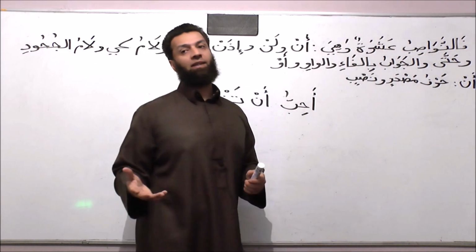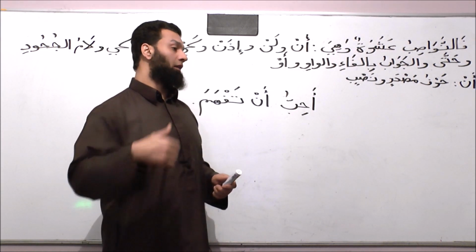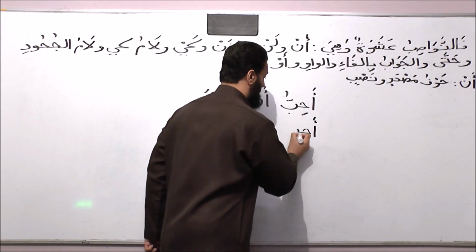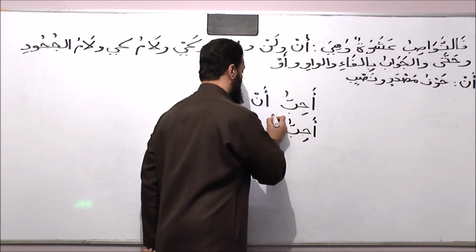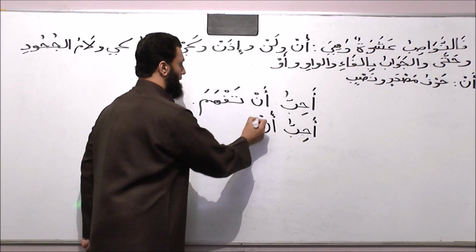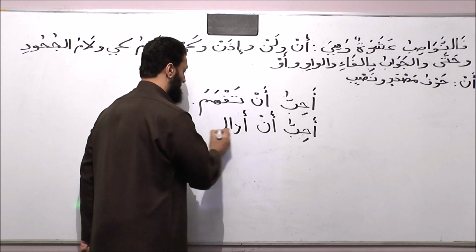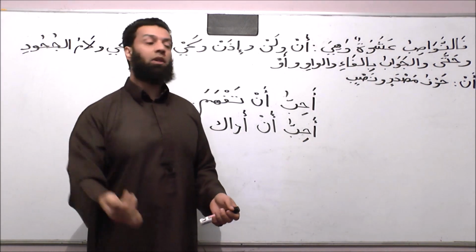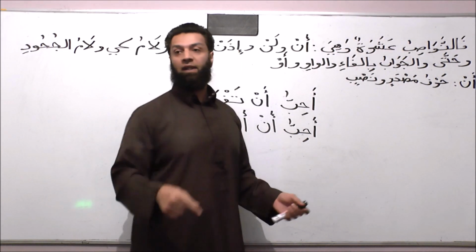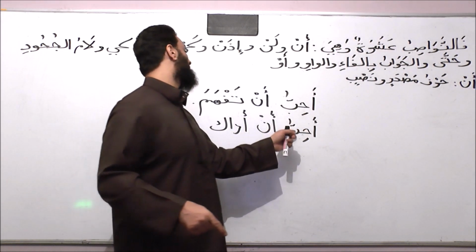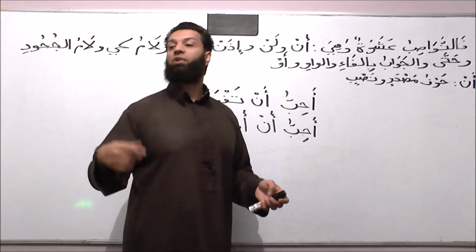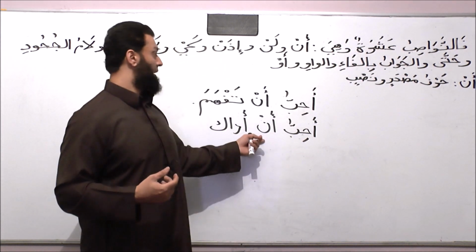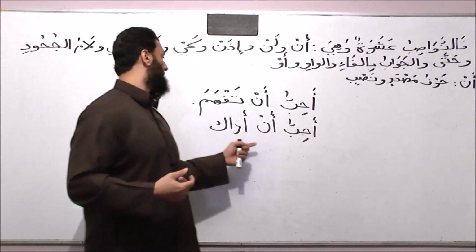Similarly, if we wanted to express the sentence I love to see you, we would say uhibbu an araka. Again, uhibbu fi'lun mudari'un marfu'un wa alamatu raf'ihi الضمة الظاهرة على آخره فاعله مستتر وجوبا تقديره أنا. أن is حرف مصدر ونصب, and أرى.